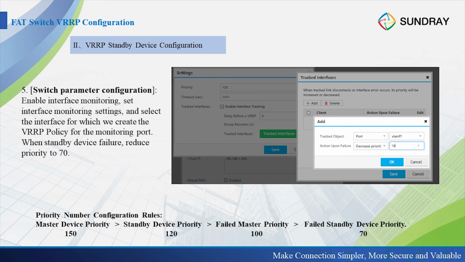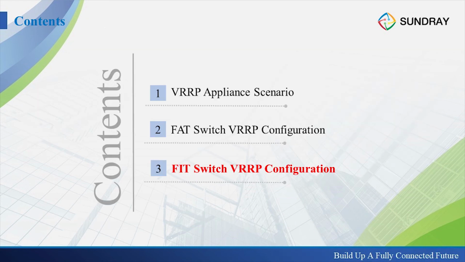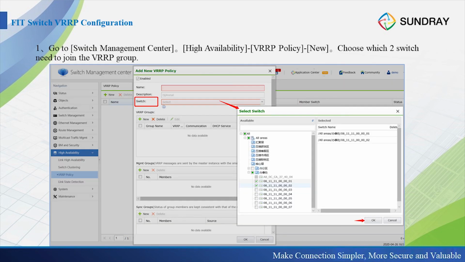For the phase switch VRRP configuration, we go to the switch management center, the high availability VRRP policy, and create a new VRRP policy. And then we add the VRRP group, group one, and choose the two switches. Set the master devices priority number to 200. Set the standby devices priority to 100, and choose the interface VLAN if51.